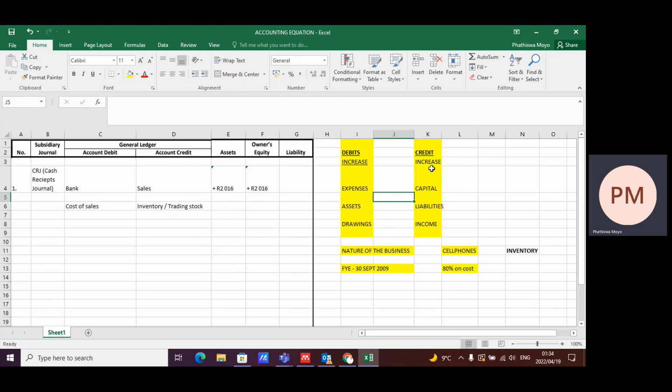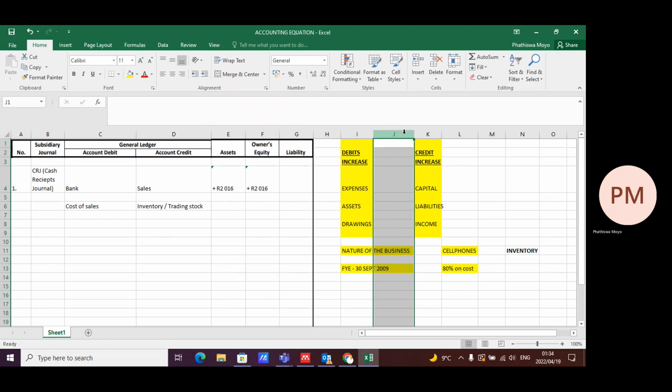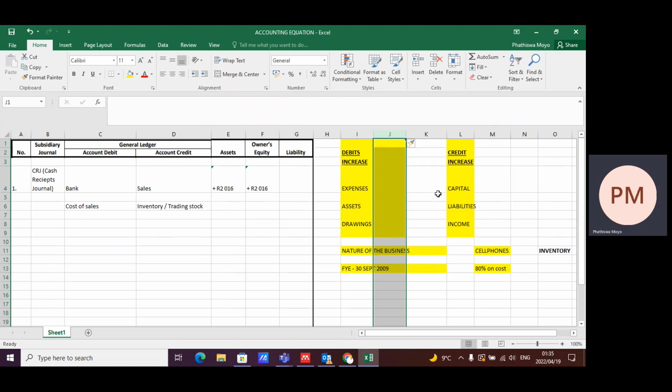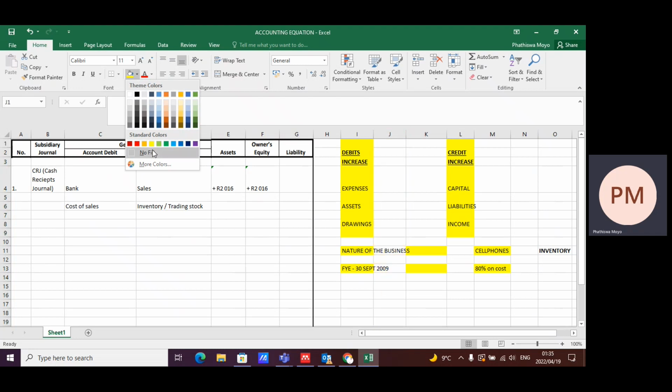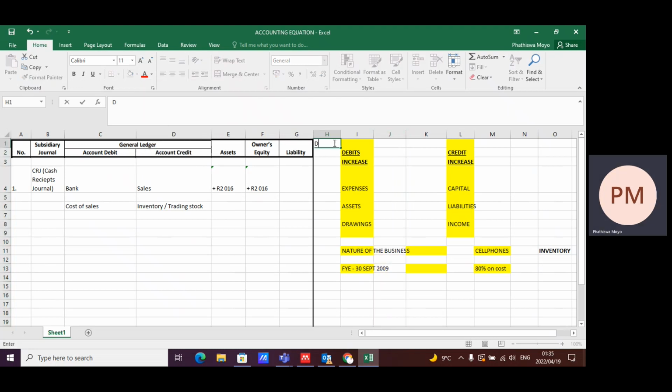I just need to make this quickly. So your assets will increase on the debit side. They will decrease on which side? Your assets will increase on the debit side. They will decrease on the credit side. So that's why we have inventory here. Let me just do this so that we flow. Just give me a moment. DR, CR, DR, CR.